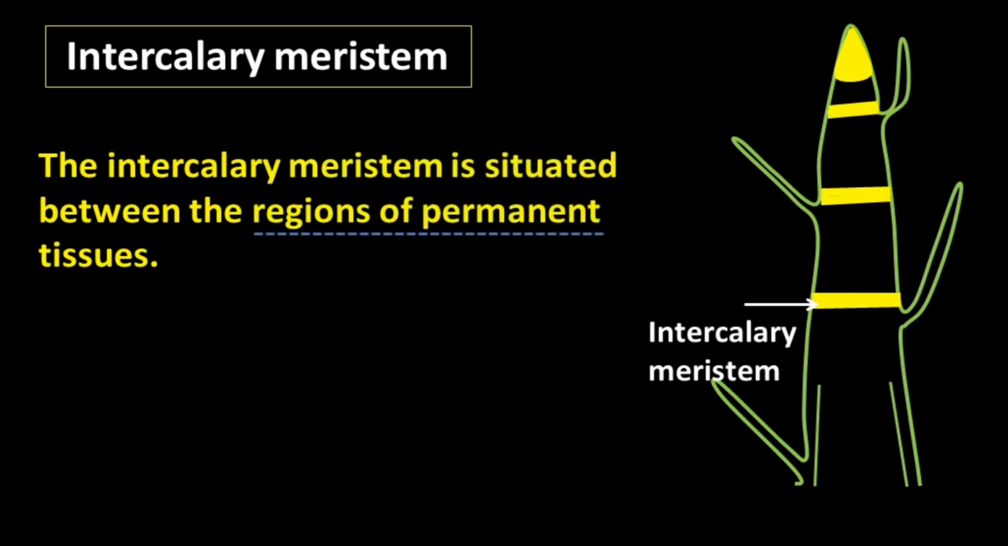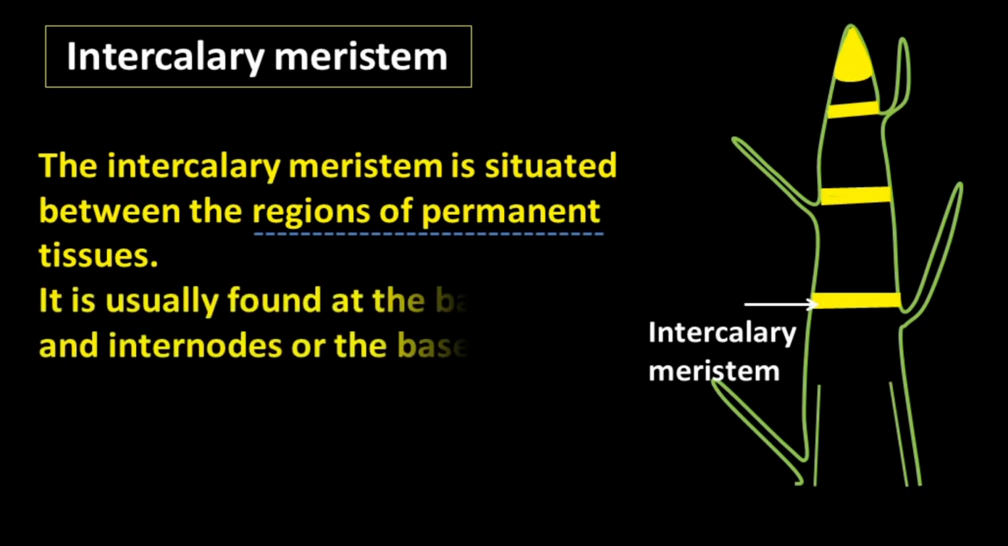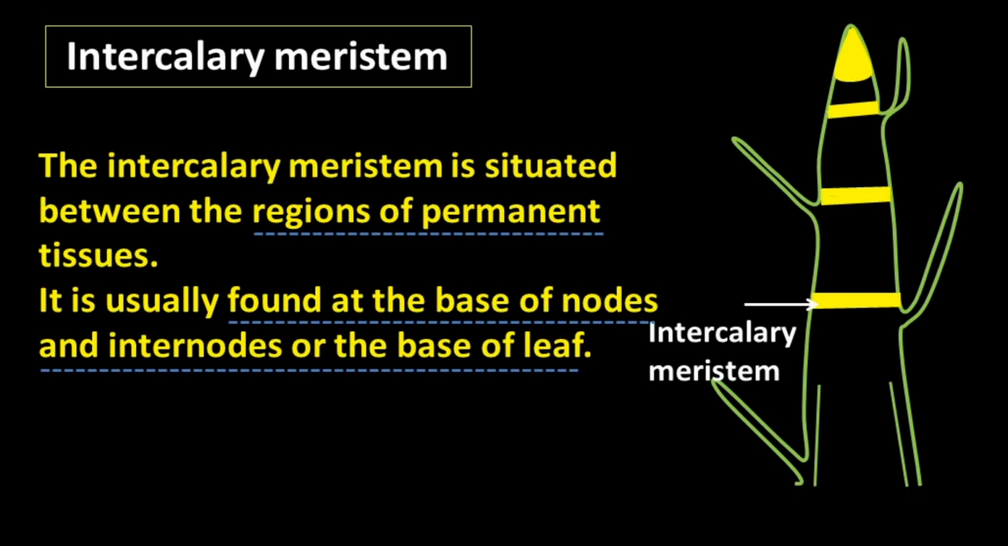The intercalary meristem, where they are situated? They are situated between region of permanent tissue. Permanent tissues का जो भी region होता है उसके अंदर. It means it is usually found at the base of nodes and internodes or at the base of leaf. Leaf base, at the base of nodes and internodes. These intercalary meristems are found.